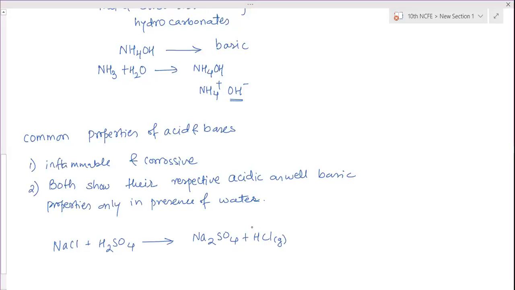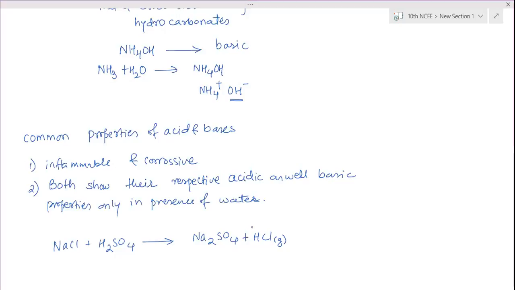When this dry HCl gas is tested with dry litmus paper, what will you observe? There is no change in the color of the litmus paper. And when it is tested with moist or wet litmus paper, it changes the color to red. Why? Because an acid shows its properties only in the presence of water, because it dissociates to form H plus ions.